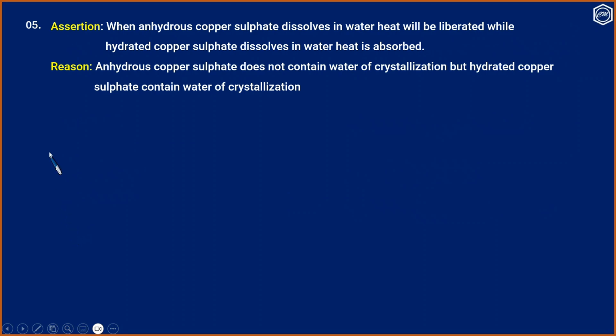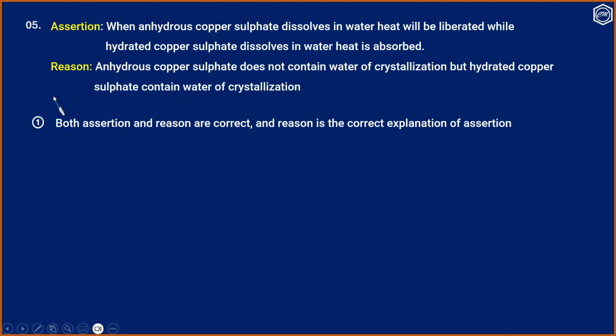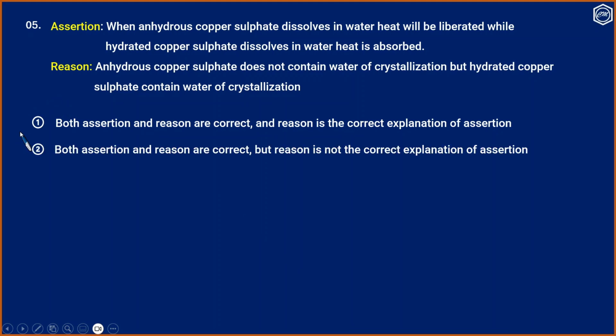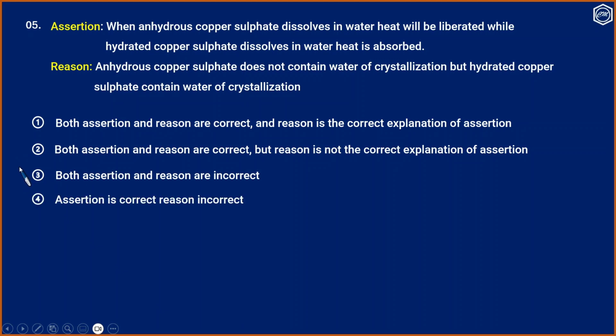Question number 5. It is an assertion reason question. Assertion: When anhydrous copper sulphate dissolves in water, heat will be liberated, while when hydrated copper sulphate dissolves in water, heat is absorbed. Reason: Anhydrous copper sulphate does not contain water of crystallization, but hydrated copper sulphate contains water of crystallization. Option 1, both assertion and reason are correct, and the reason is the correct explanation for the assertion. Option 2, both assertion and reason are correct, but reason is not the correct explanation for the assertion. Option 3, both assertion and reason are correct. Option 4, assertion is correct, but reason is incorrect.